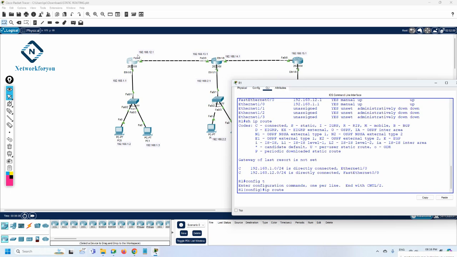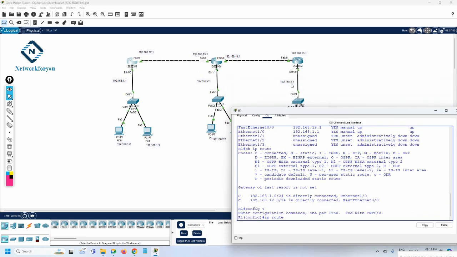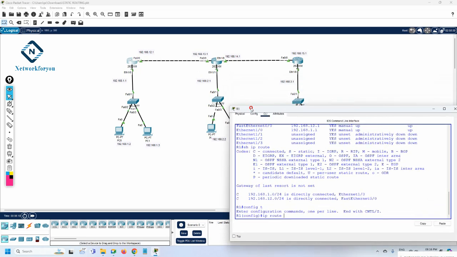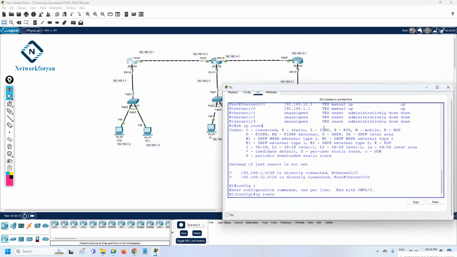If anyone wants to go to this network, they need to send the traffic here. If anyone wants to go to this network, they need to send the traffic here, and the same for this network. These three we need to configure here. So I will write, if anyone wants to go to the 192.168.2.0 network, IP route 192.168.2.0. We will not write the host, we will write the network ID. IP route, network ID, then subnet mask 255.255.255.0. After that, give a space and write the next hop.